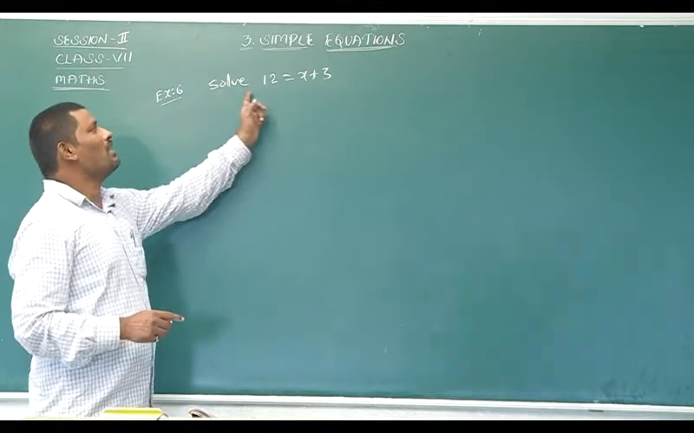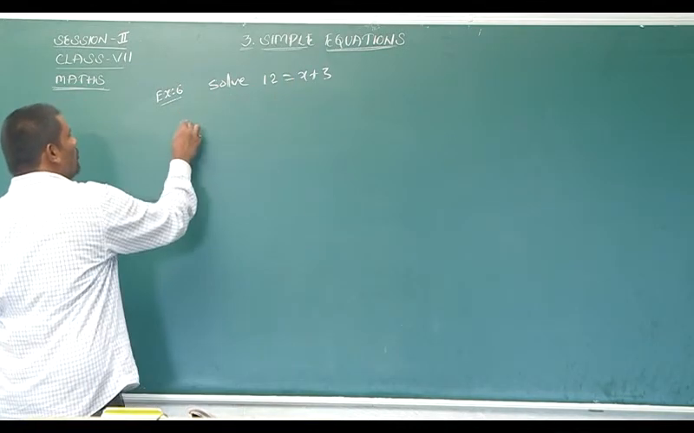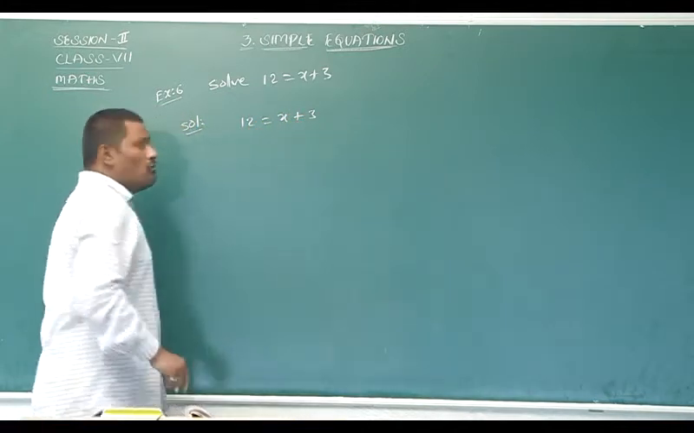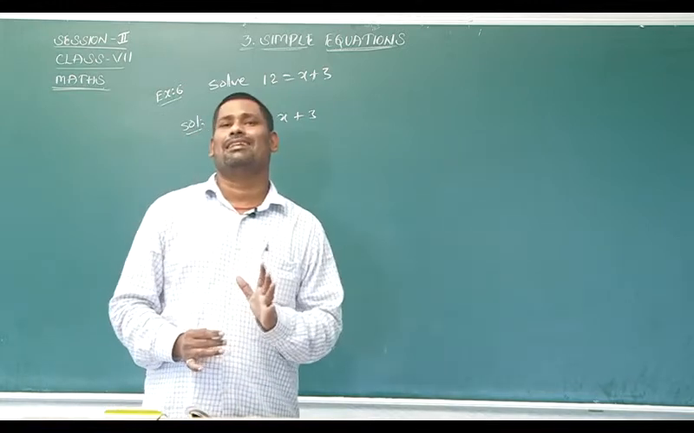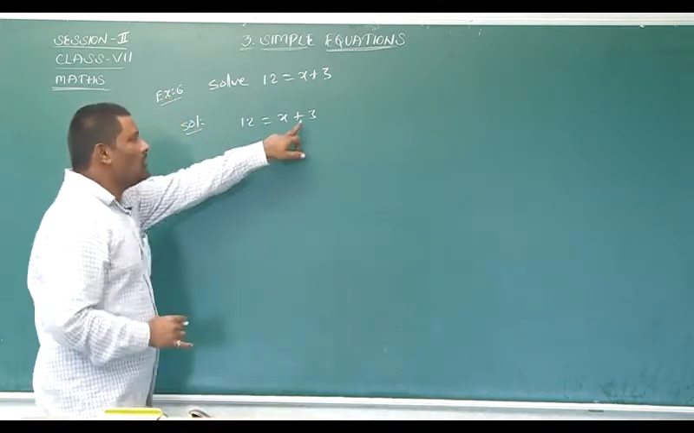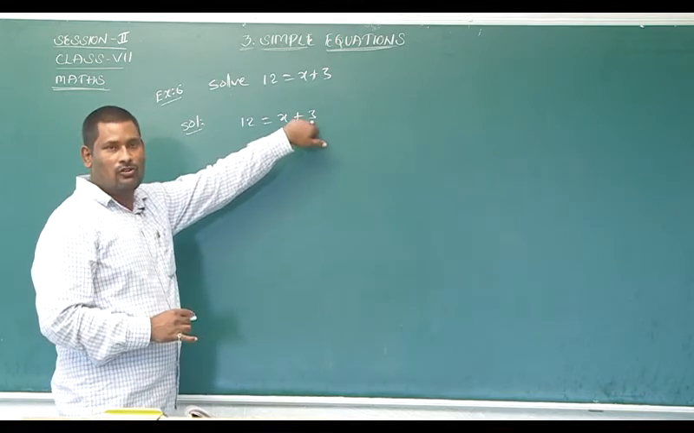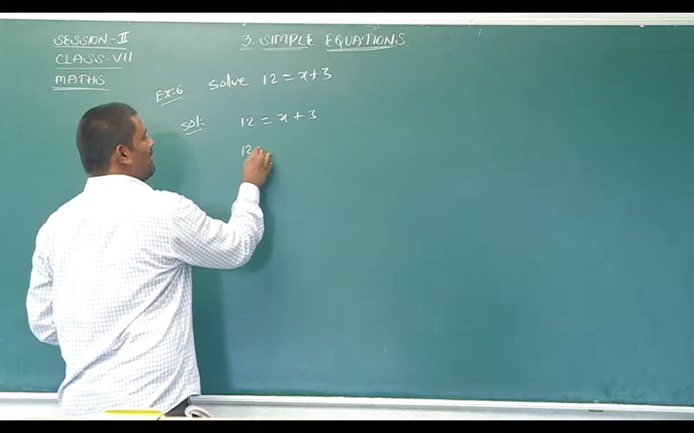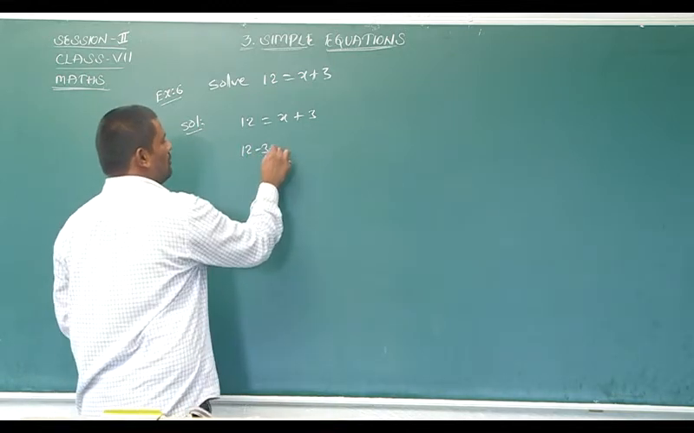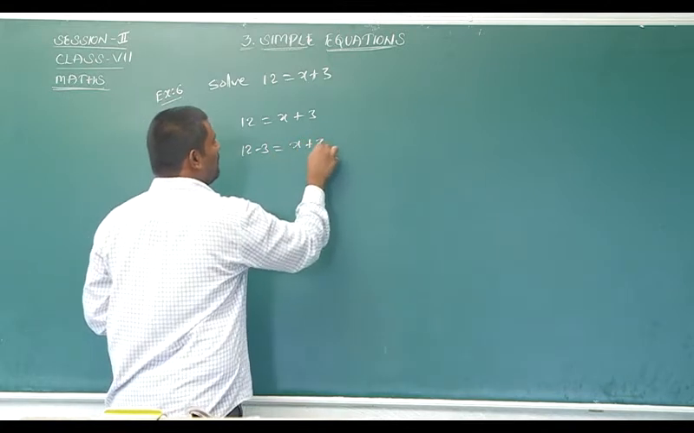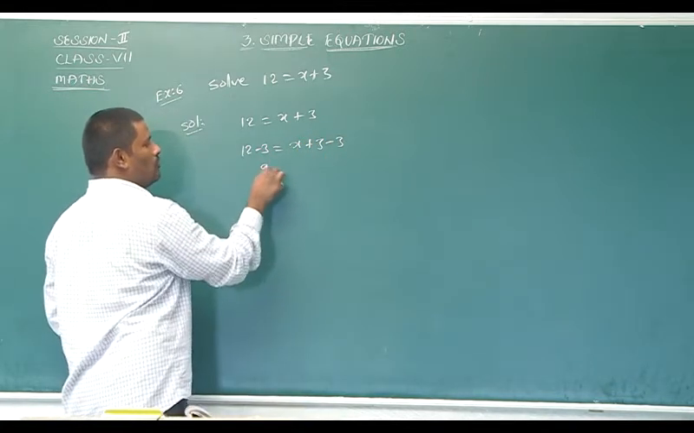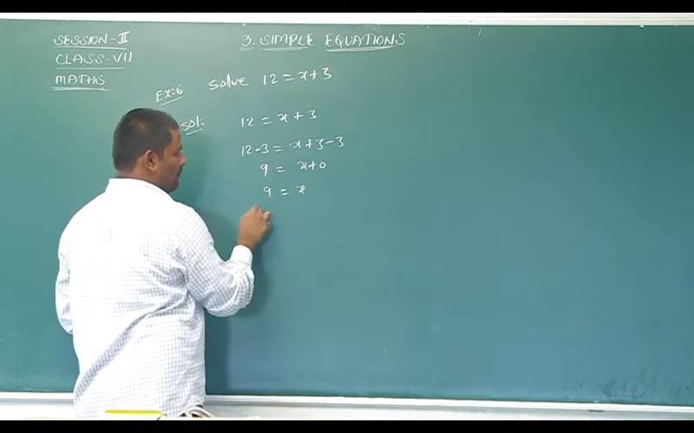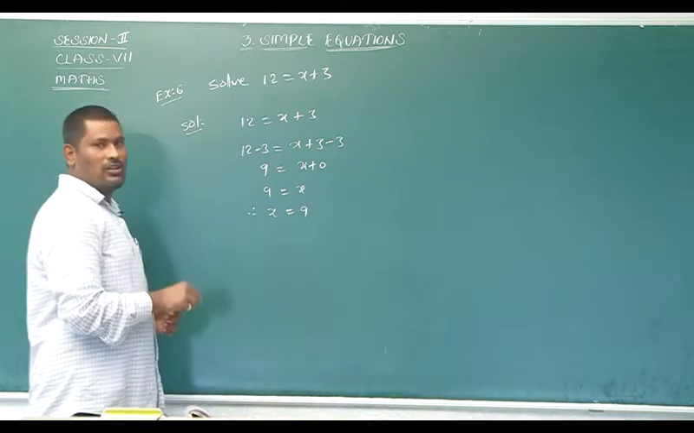We have example 6, solve 12 equals x plus 3. So look here, 12 equals x plus 3 we have here. I want to keep x on only one side here, so the remaining terms I can remove here. x is added with the plus 3, that I want to remove, then we get the x value. So you add minus 3 on both sides, or otherwise you can subtract 3 on both sides. So 12 minus 3, and x plus 3 minus 3 you will get. 12 minus 3 equals 9. Plus 3 minus 3 means you get 0. So 9 equals x. Therefore x equals 9 is the solution of the given equation.